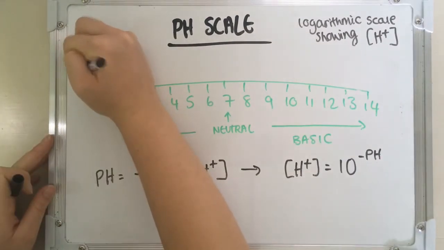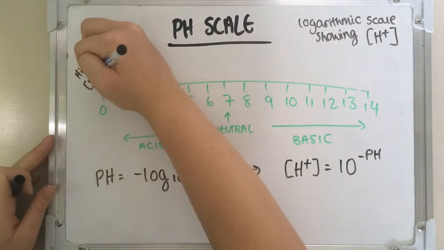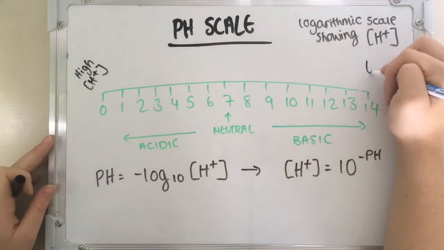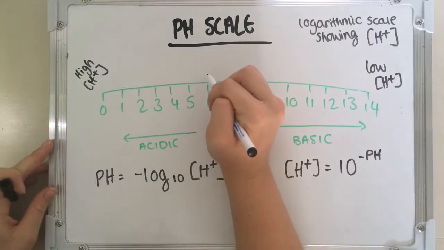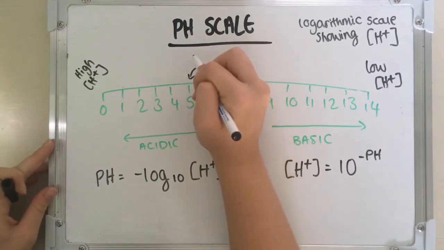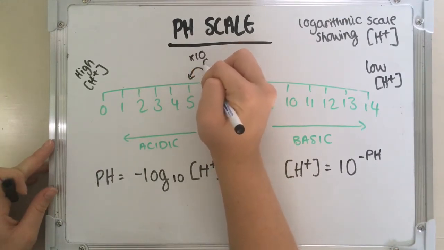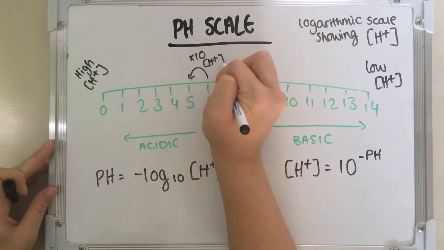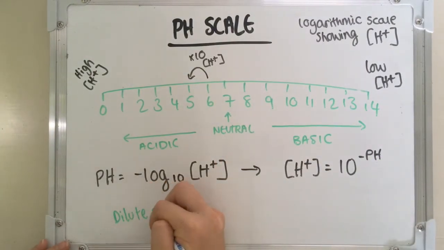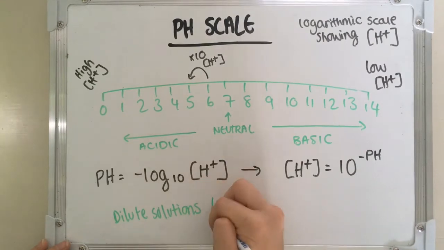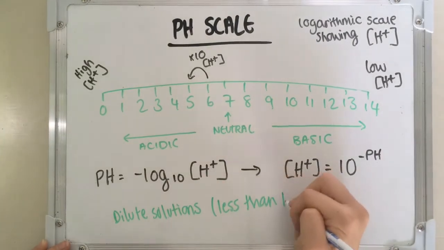A low pH indicates a high hydrogen ion concentration, whereas a high pH indicates a low hydrogen ion concentration. A difference of 1 on the pH scale indicates a tenfold difference in hydrogen ion concentration. The pH scale is only accurate for dilute solutions, that is, of a concentration of less than 1 molar.